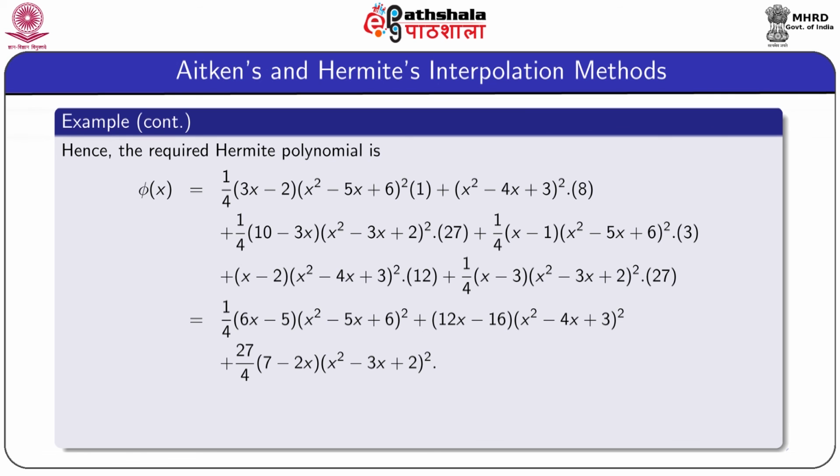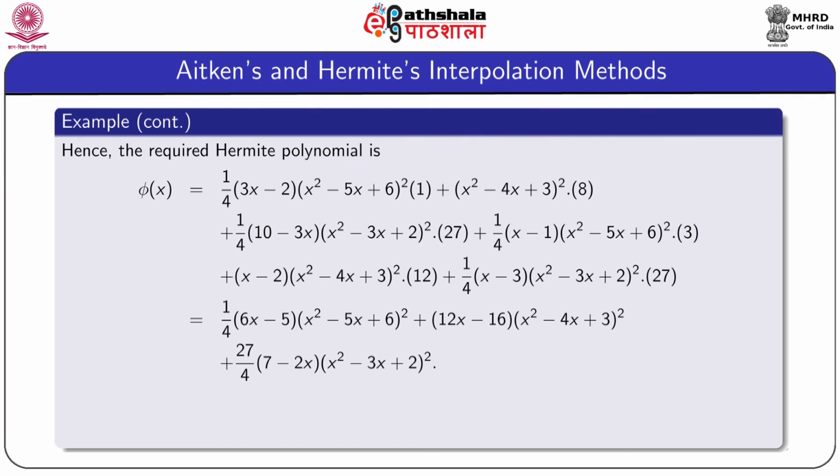So, using all these values of small h and capital H, we get the Hermite interpolating polynomial as phi(x) equal to 1 by 4 into (3x − 2) into (x² − 5x + 6) whole square into 1, that one is the value of f at x0, plus (x² − 4x + 3) whole square into 8, this is the value of f at x1, plus 1 by 4 into (10 − 3x) into (x² − 3x + 2) whole square into 27, this is the value of f at x2, plus 1 by 4 into (x − 1) into (x² − 5x + 6) whole square into 3, this is the value of f' at x0, plus (x − 2) into (x² − 4x + 3) whole square into 12, 12 is the value of f' at x1, plus 1 by 4 into (x − 3) into (x² − 3x + 2) whole square into 27, 27 is the value of the first derivative of f at x2.